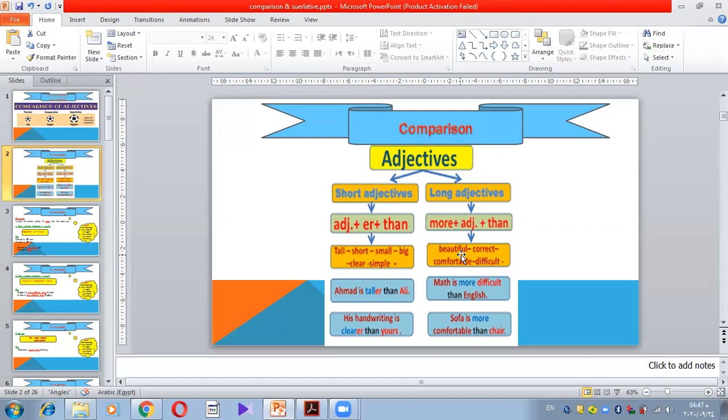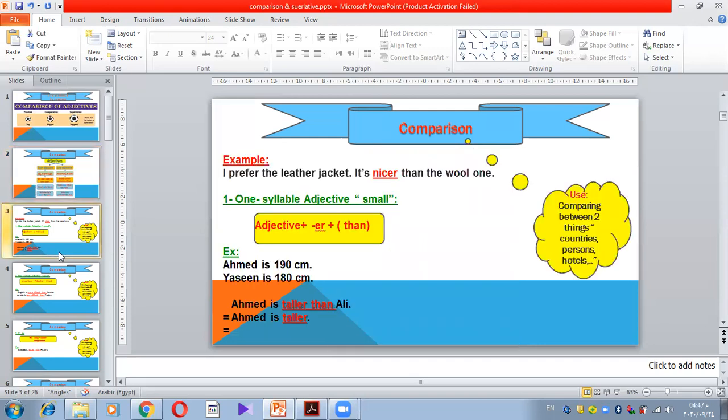Still, we didn't get it. How can we apply the rule? Okay. First, what is meant by comparison? It means you are comparing between two things. These things could be countries, persons, hotels, restaurants, or anything. You compare between two things. That's why we use the comparison.